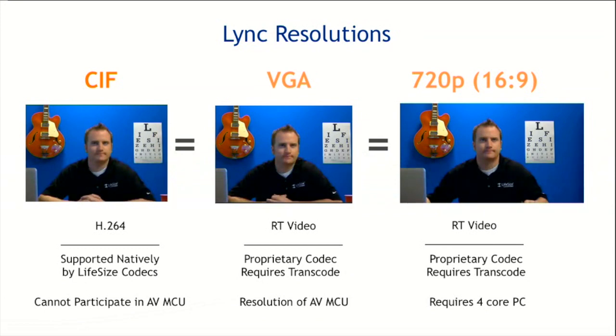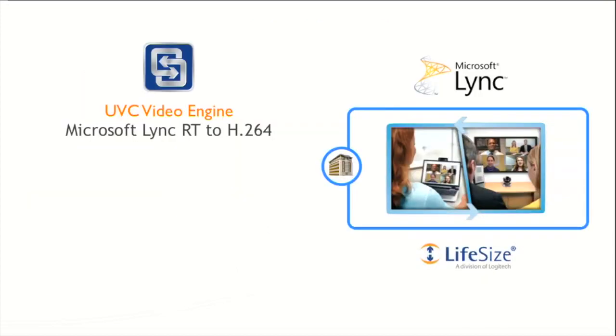And the product that allows you to get to those second two resolutions and that second set of features, really bringing the Lync environment alive with conference-grade endpoints like our LifeSize endpoints, is the UVC video engine. And what we do is we basically transcode that RT video to something that is natively supported, and that's our H.264. So we can take that HD and VGA into a video conferencing call.